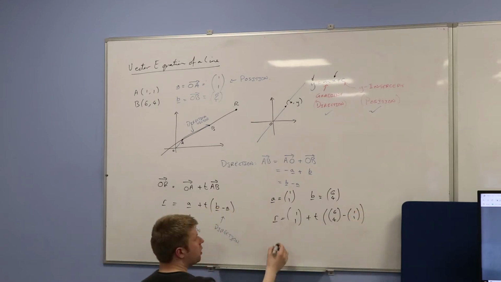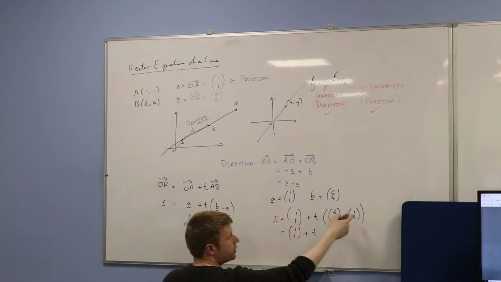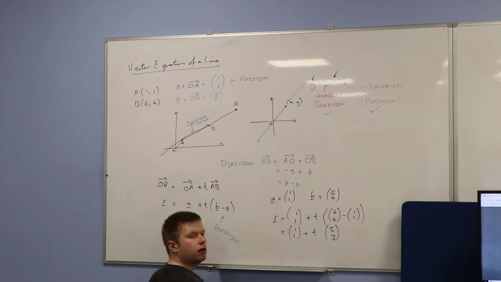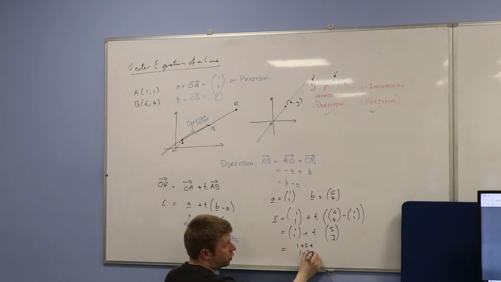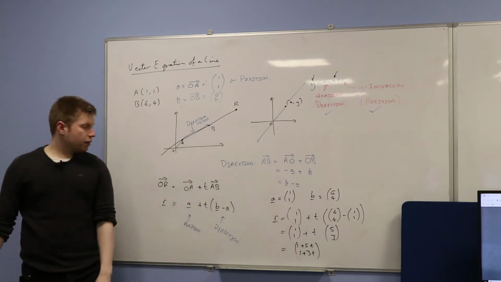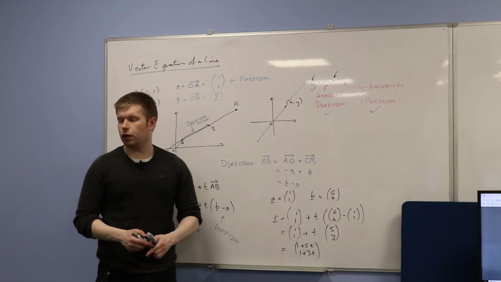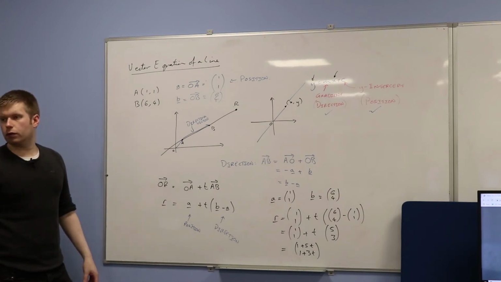Happy with that? And I can fiddle around with this, so I get (1, 1) plus some multiple of (6 minus 1, which is 5, 4 minus 1, which is 3). Okay? Or if I really wanted to, I could write this as 1 plus 5t and then 1 plus 3t. I could also leave it like that if I wanted to as well. Or I could leave it in IJK notation. There's a multitude of ways which I could leave it. But as long as you understand this idea, it's not that difficult. Is that okay?